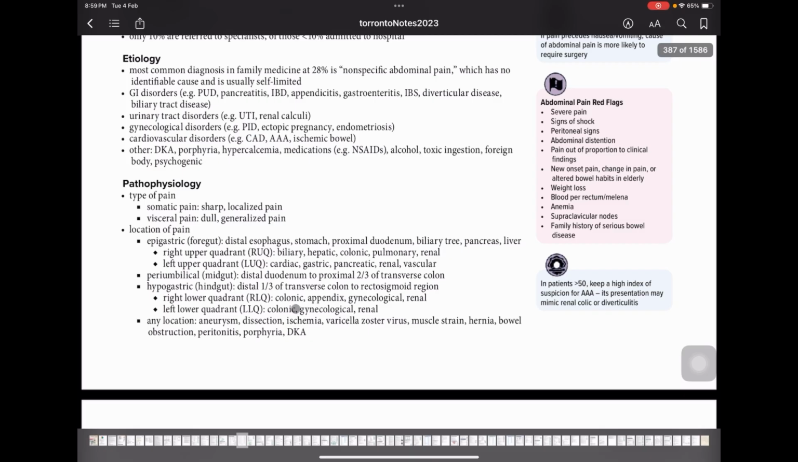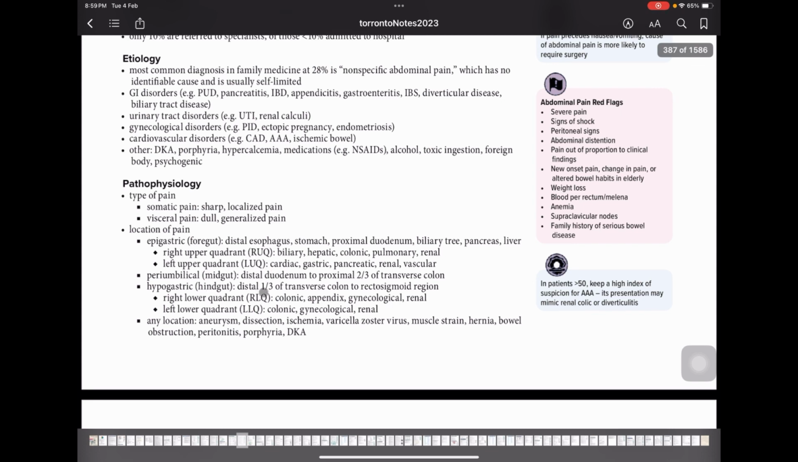Right lower quadrant is colonic, appendix, and gynecological, renal causes. Left lower is colonic, gynecological, renal causes. So you need to have a good concept of the quadrants of the abdomen, and then you have to think: right upper quadrant does have the gallbladder, biliary tract, the liver, then the right lung, and the right kidney. So these are coming under right upper quadrant. Left upper quadrant has cardiac, gastric, pancreatic, and renal.